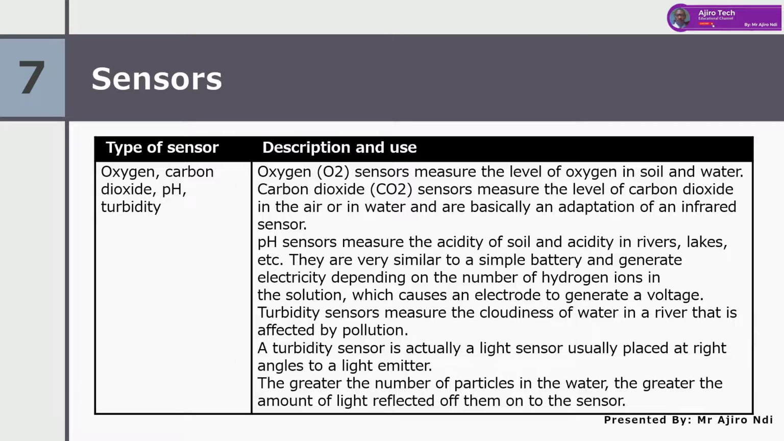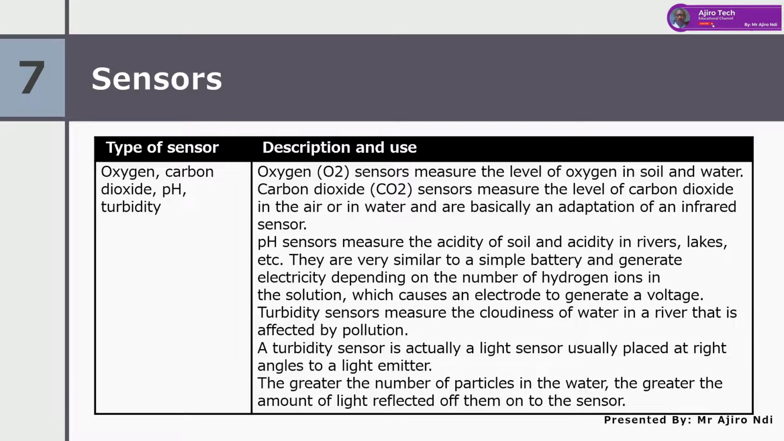A pH sensor will measure the acidity of soil and of rivers and lakes. They're very simple, similar to simple batteries, and generate electricity depending on the number of hydrogen ions in the solution, which can cause an electrode to generate a voltage.